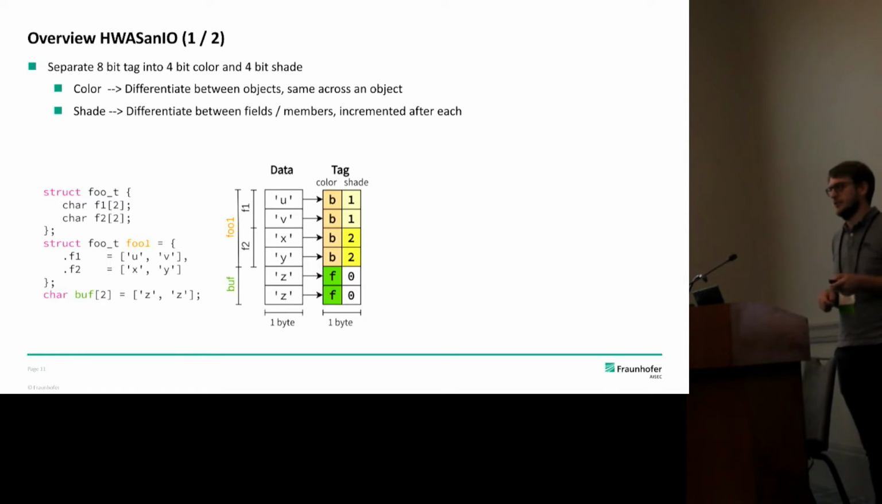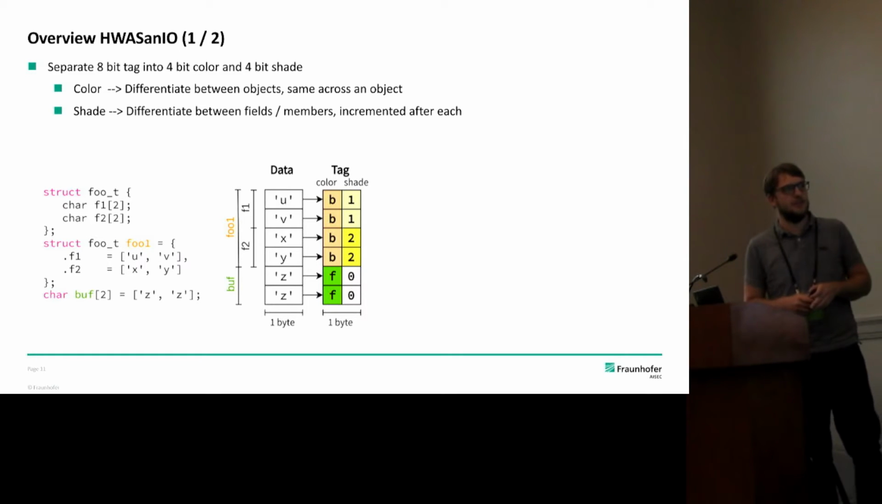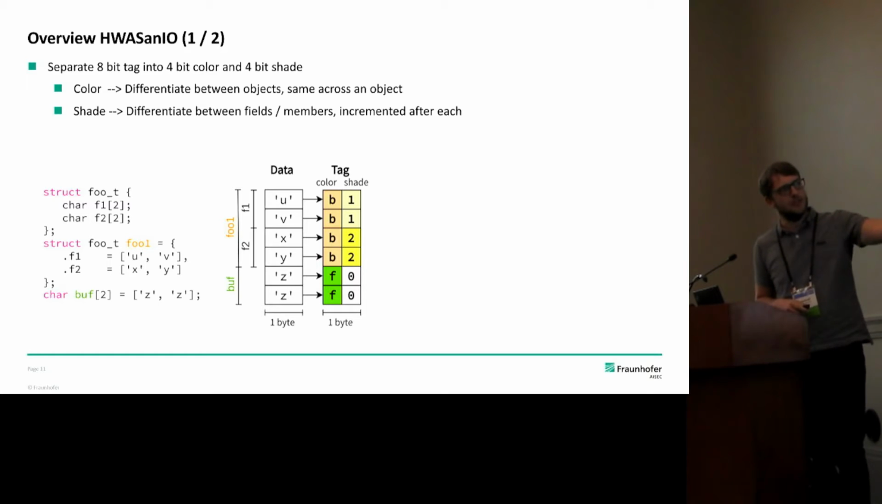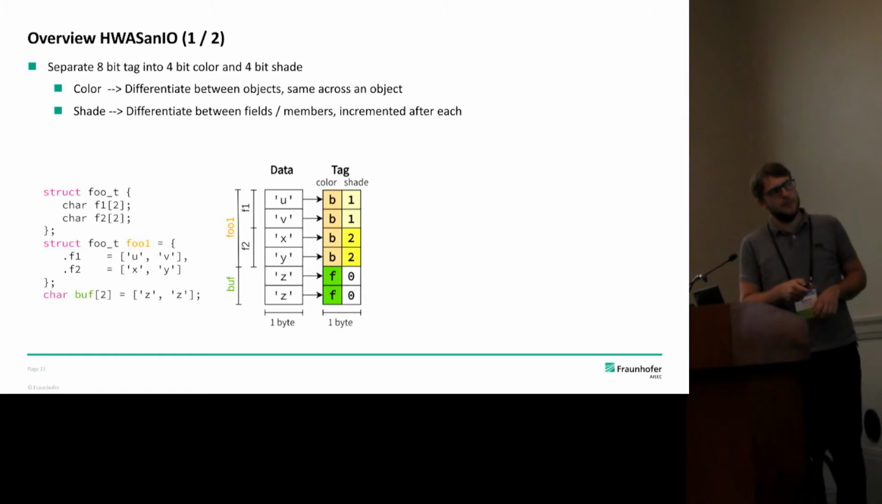The second part, the shade, is used to differentiate between fields and members, and between each field and member it's incremented. So let's look at a small example. Here we have a struct which has 2 fields in it, 2 character buffers with 2 bytes each. Then we put some data in this struct and we place another variable just behind it.